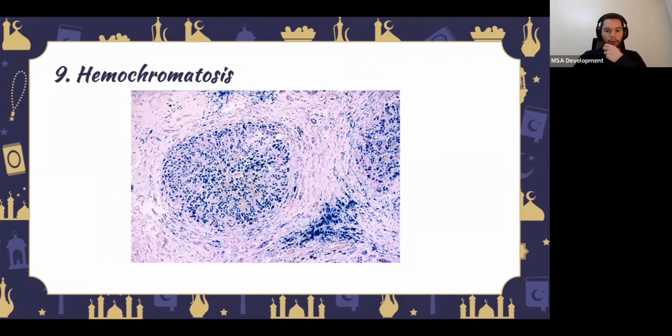Over here as well, you can see this is a developed case of cirrhosis. So you can see the fibrosis, regenerative nodule, and blue. This indicates hemochromatosis.